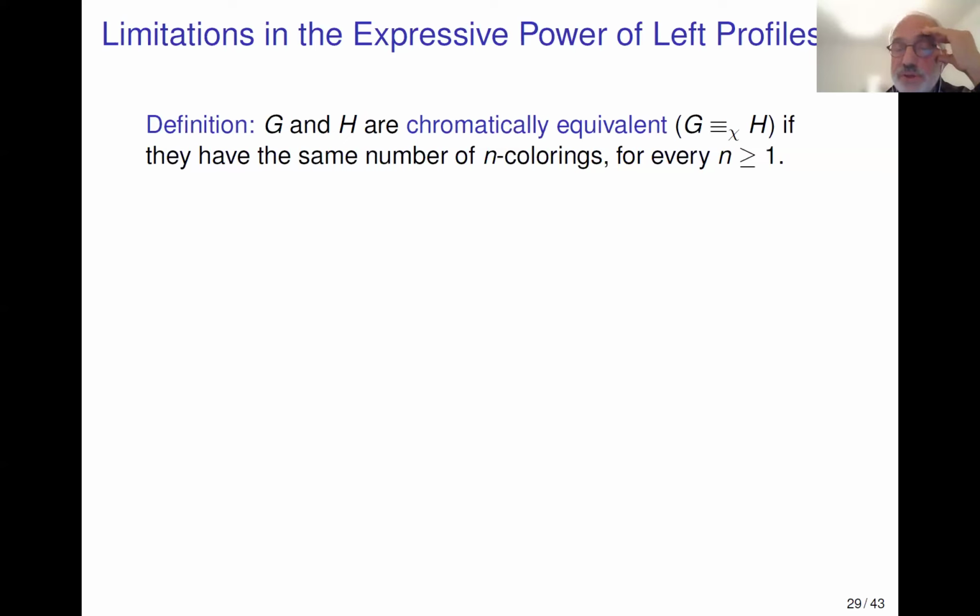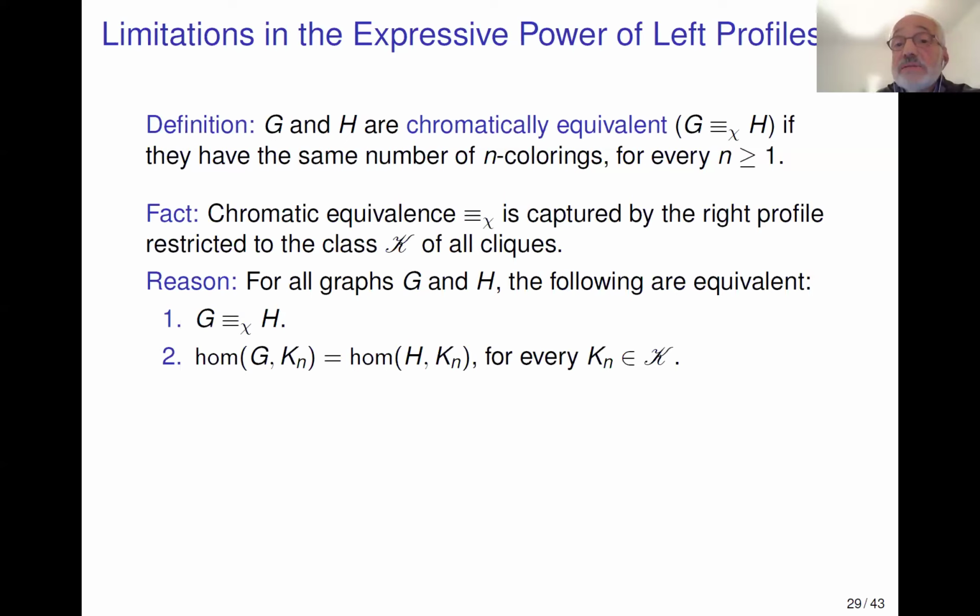when he was trying to settle the four-color theorem, and then was studied extensively. There is also a chromatic polynomial that gives you this same number, the number of n-colorings of a graph. So it's a very well-studied notion, especially in algebraic graph theory. Now, chromatic equivalence is very easily captured by the right profile restricted to the class of all cliques, all complete graphs, because homomorphisms to cliques are the number of n-colorings.